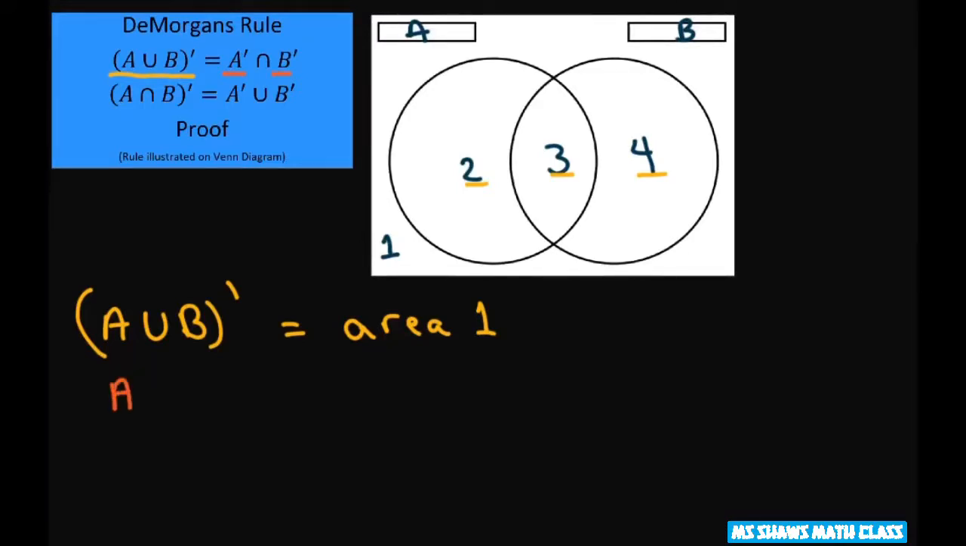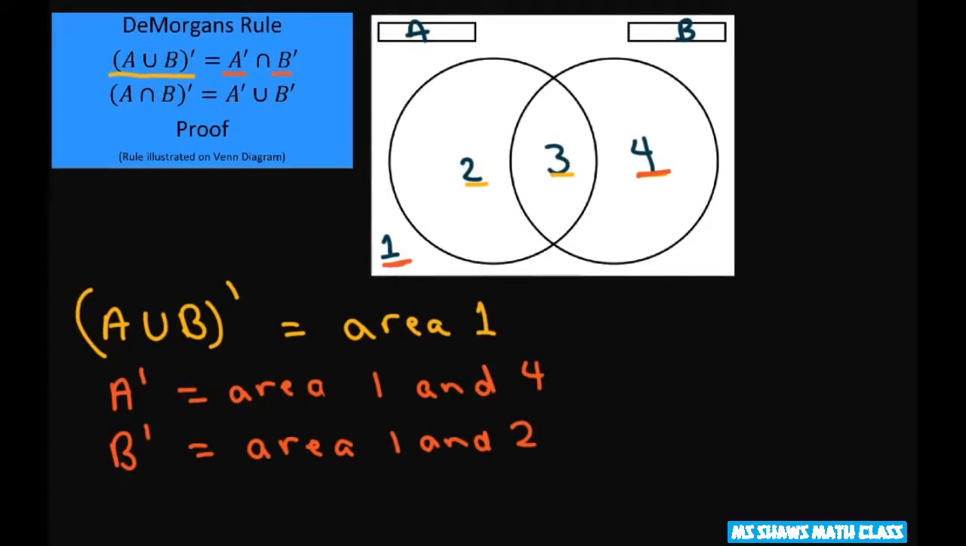The complement of A is represented by area 1 and 4. So everything that's not A. So A is 2 and 3. So the complement of A is 1 and 4. Okay, so let's do the complement of B. So that's everything that's not 3 and 4. So that would be 1 and 2.